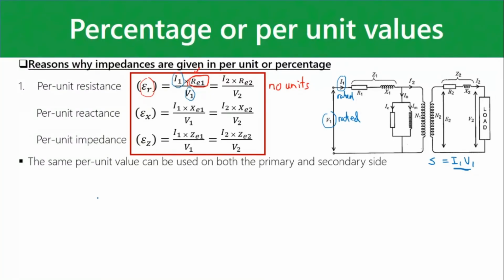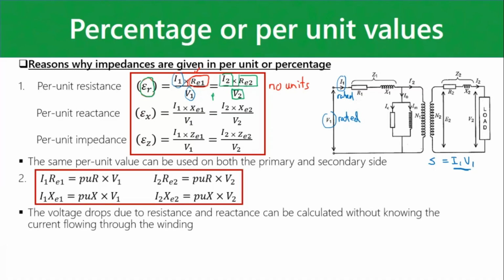Now, if you've referred everything instead to the secondary, you can do so. Then you get an RE2, but then you must use the rated values of I2 and V2. And what is notable here is that these are equal. So you can calculate these using either value, and the per unit resistance, or the per unit reactance or impedance, is the same whether you calculate it on either side.